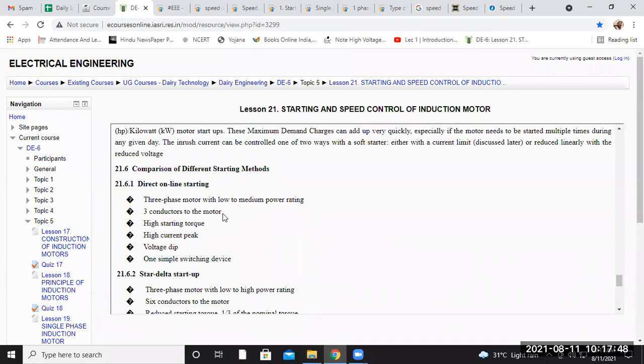Three conductors to the motor, as we are using a three-phase induction motor, so three wires will be used: red, yellow, blue. When you require high starting torque, then only the direct online starting method will be used. In that case, a high current peak will be there, and the voltage dip will be higher. One simple switching device will be there.